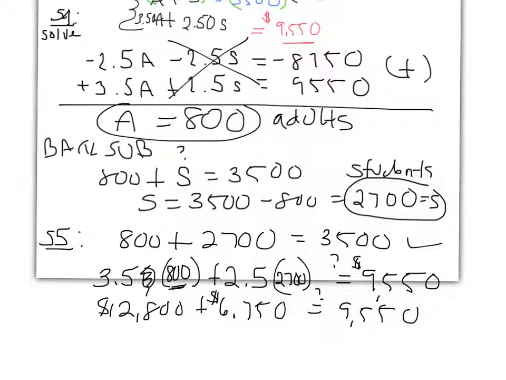And I believe that's it. So again, I'm just double checking here. 6,750 plus 12, is that 12,800? And let's see, I'm getting 19. Did I make a mistake? 350 a piece, 800. Oh, it's because it does work. I'm just looking at that as a 1. Okay, so that works out. It makes sense.